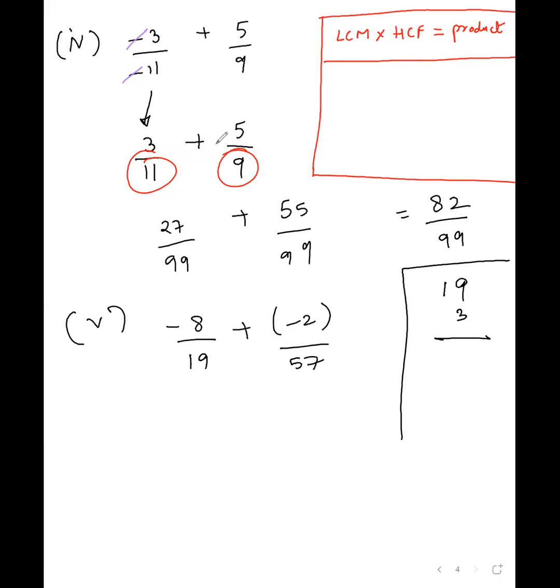Any two numbers you take, this will be true. For example, let's take 9 and 11. So 11 and 9, what is their product? Product means what you get after multiplication. 9 multiplied by 11. What is 9 multiplied by 11? 99. Okay? I'm also writing 9, 11. Fine. 99. What is their HCF? What is their highest common factor?